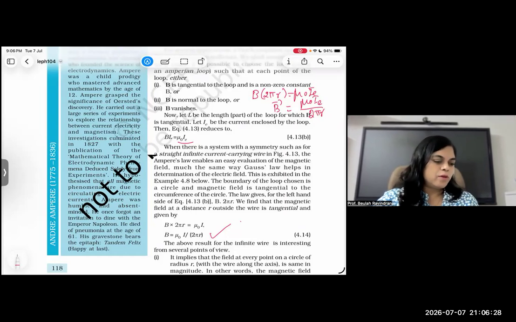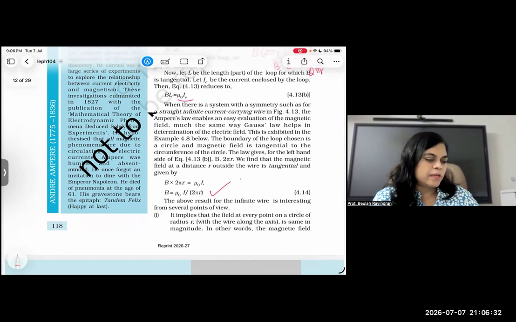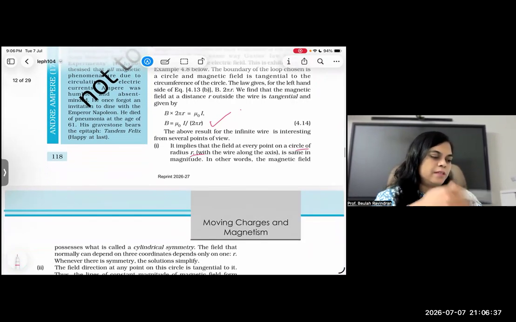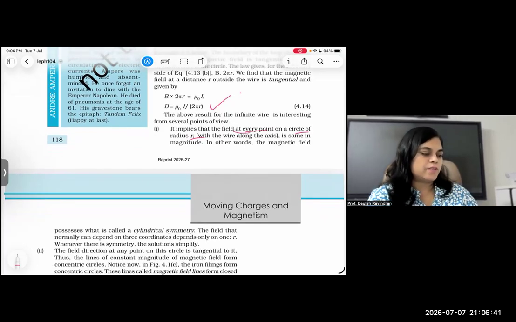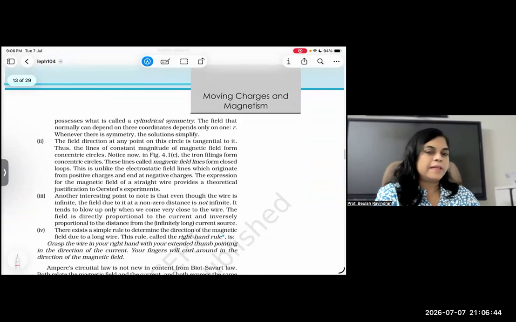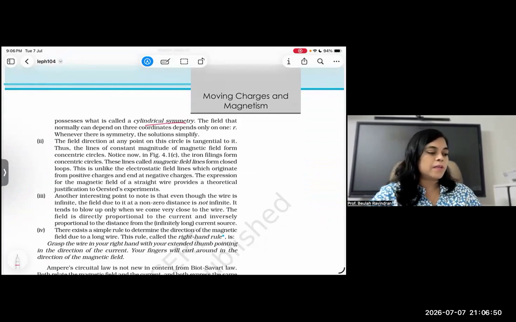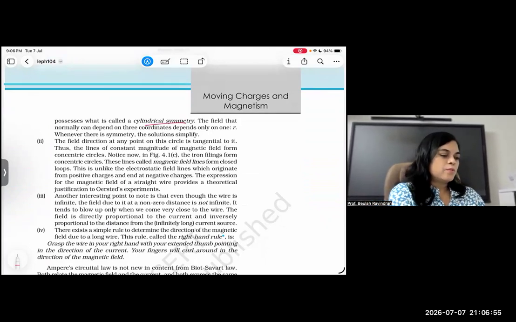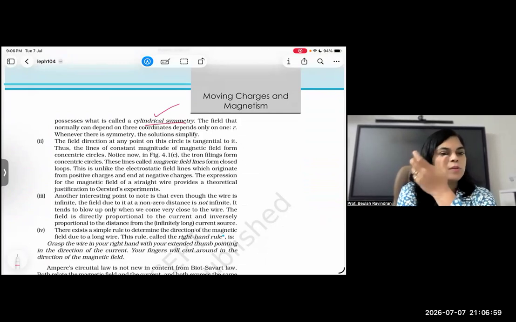So this is all about Ampere's circuital law. It implies that the field at every point on the circle of radius r possesses cylindrical symmetry. I told you, no? The symmetry is very important. Ampere's law works only with symmetry. When symmetry exists, it will work. So cylindrical symmetry, we know that, right? The Gaussian surface is also like that.